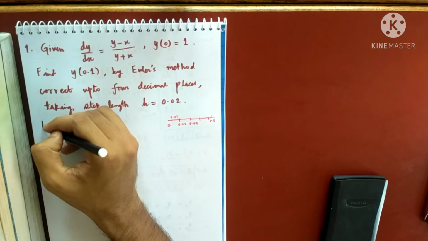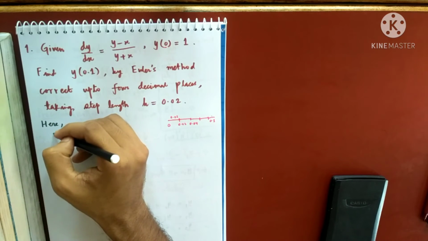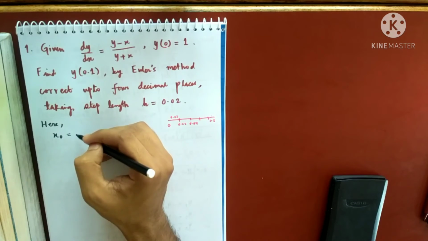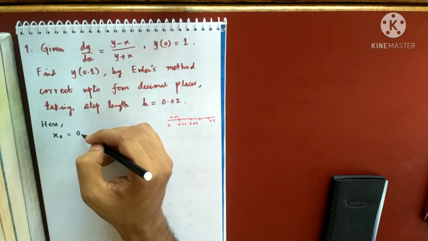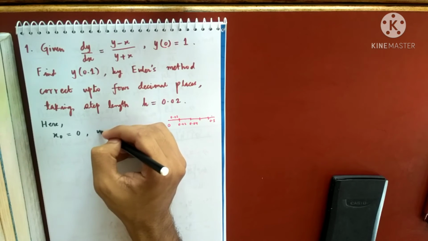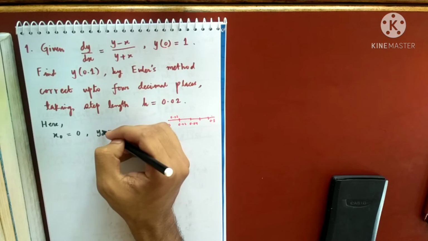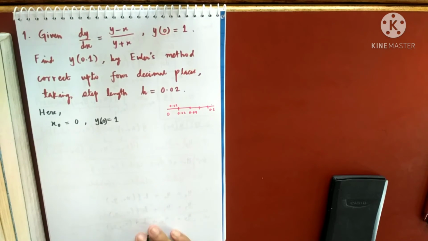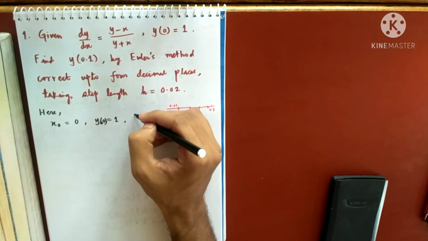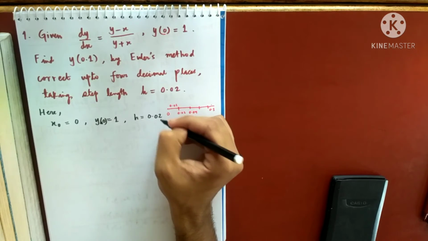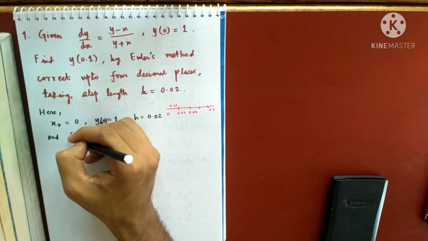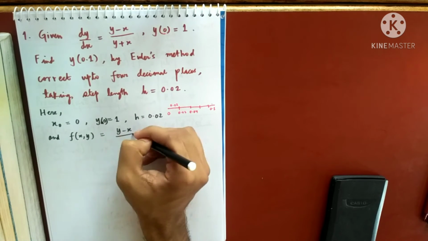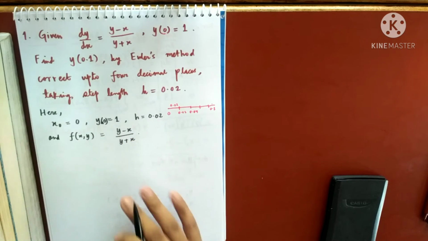So here, x0 is what? It is 0. This is the x0. Right? y0 is what? y0 is 1, or you can just write y at 0 is 1. You can also write y0. Okay? h equals to 0.02 given in the question, and f of x comma y is nothing but (y minus x) by (y plus x). So these many things are given to us.